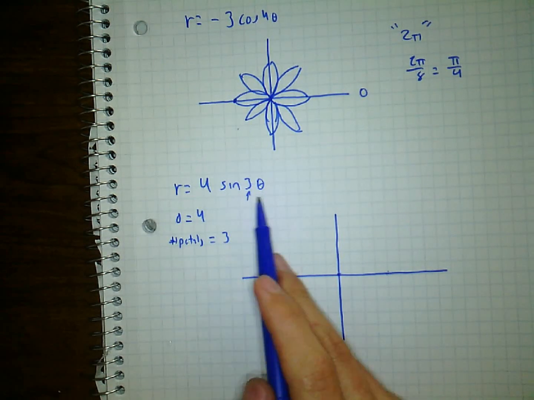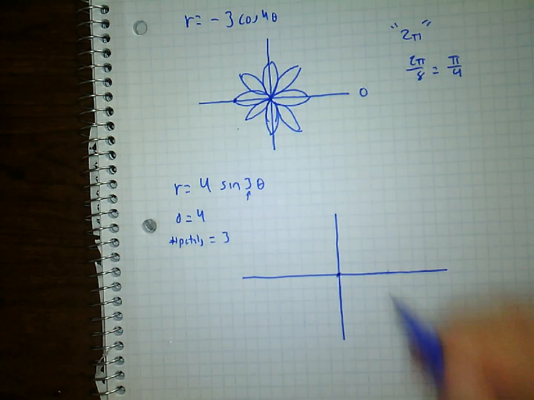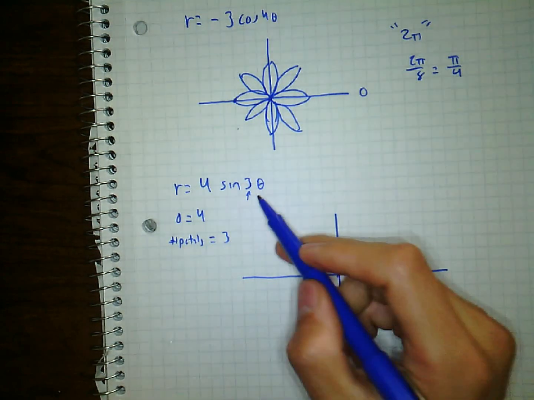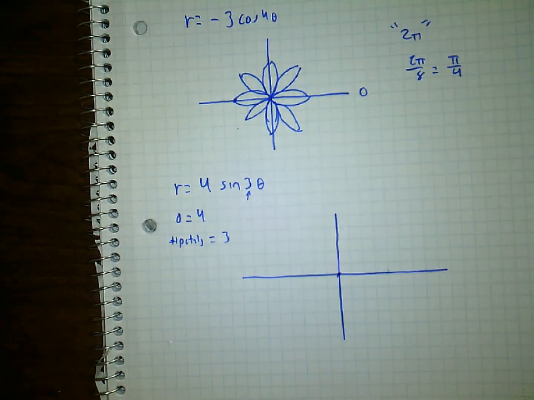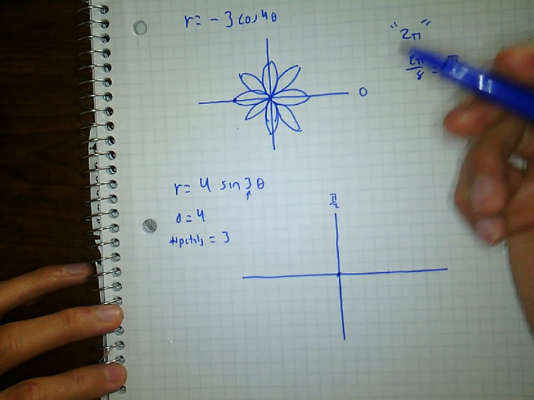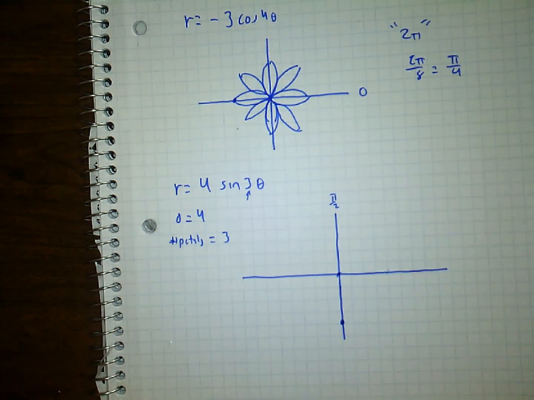If I plug in 0, 0 times 3 is 0. Sine of 0 is 0, so we get nothing, right? So we get a 0. If I plug in pi over 2, pi over 2 times 3 is 3 pi over 2. The sine of 3 pi over 2 is negative 1. Negative 1 times 4 is negative 4. So when I plug in pi over 2, I need to go 4 units away from it because I got a negative. So I go 1, 2, 3, 4. The moment I know where one of the petals is, I'm good to go. Remember, all I need to know is where one of them is located.